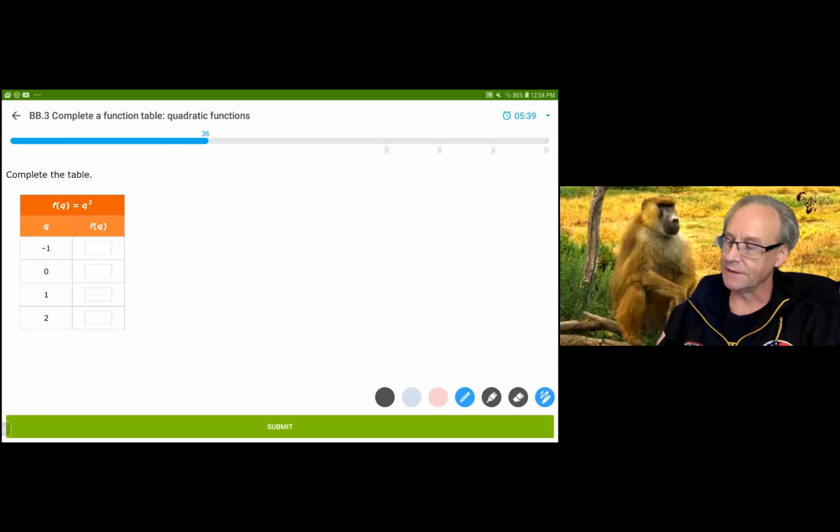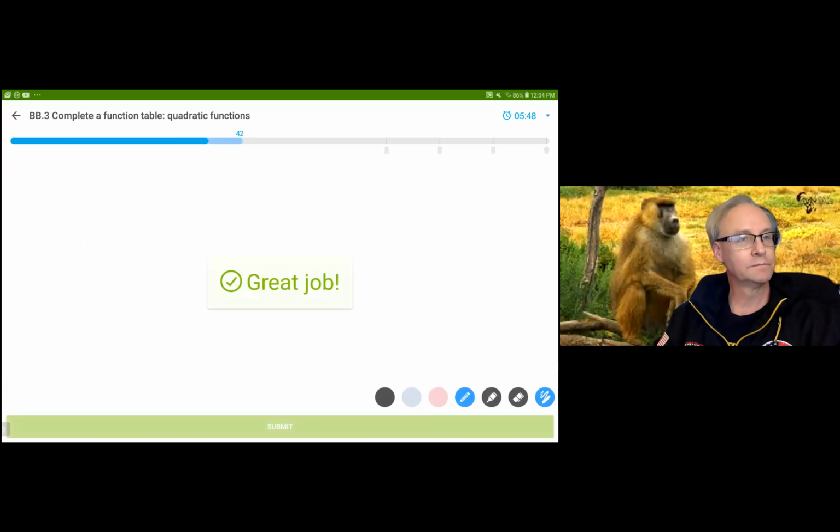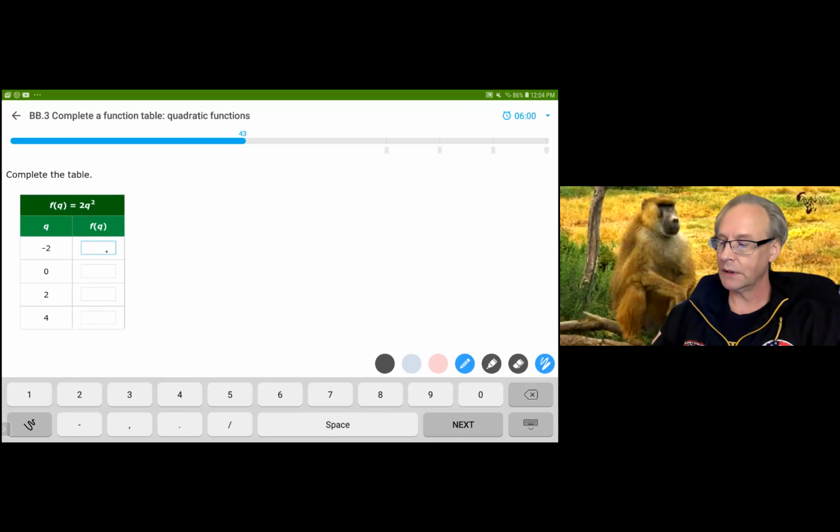Well, we're just going to square these guys. So that's going to be 1. 0 squared is 0. 1 squared is 1. 2 squared is 4. 2, we're going to square it and then double it. Remember, the square comes first. So we square it, which is 4, and double it gives us 8. 0 squared is 0. Doubled is still 0. 2 is going to give us the same as the negative 2. There's no q term. So negative 2 and positive 2 gives us the same answer. And 4 squared is 16. Doubled is 32.